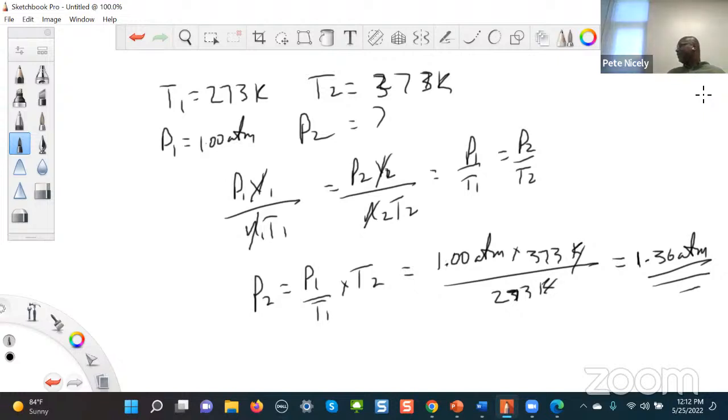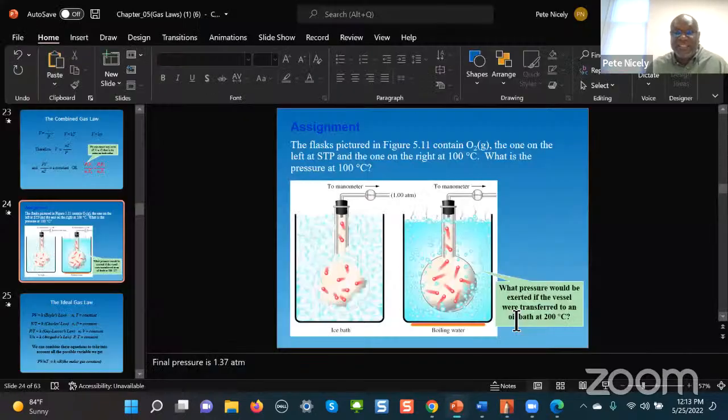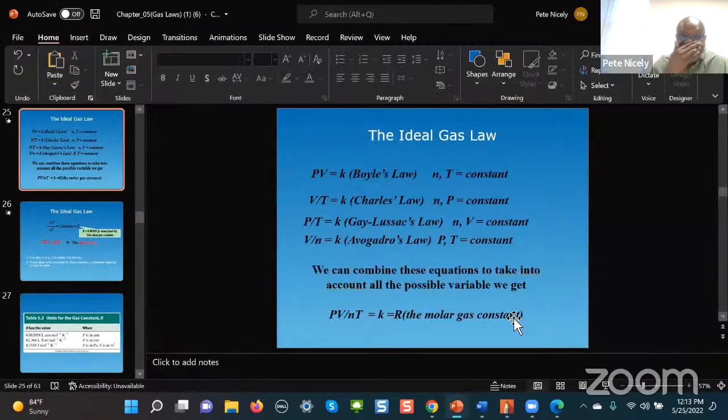All right. Okay. So what I'm going to do is I'm going to stop here. And the next time we get together, which by the way will be next week this time because Monday is a holiday, we'll be talking about the ideal gas law.